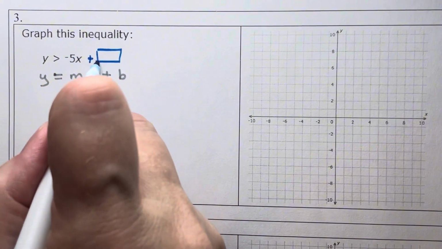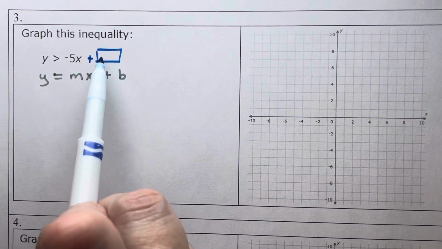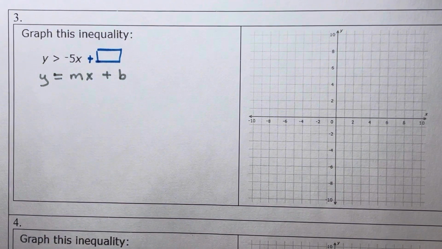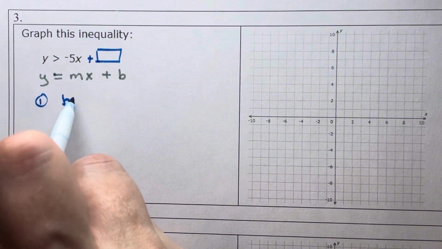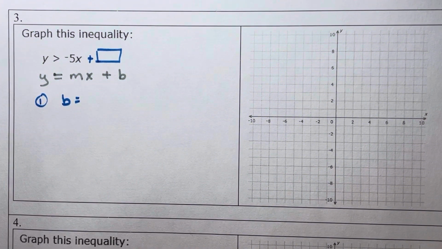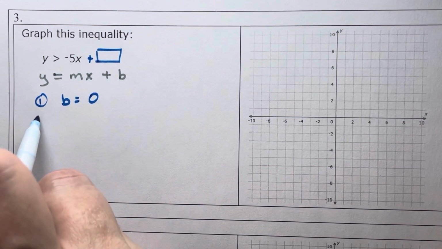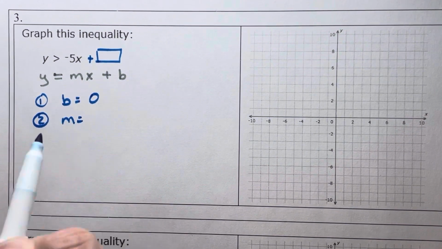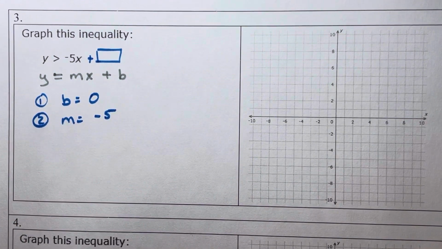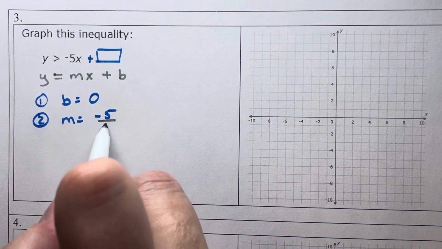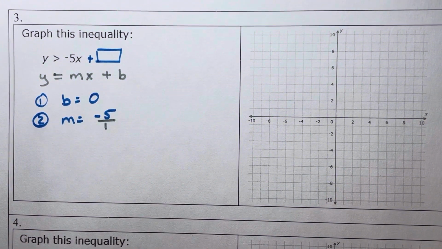And I'm hoping that you remember that whenever we don't have a y-intercept showing in a given equation or inequality, that means that your y-intercept is going to be 0. And our slope, well, that is showing. Our slope happens to be that of negative 5. But I'm also hoping that you remember that slopes need to be a fraction, and if you don't have a fraction, then you can just place a 1 underneath of it.